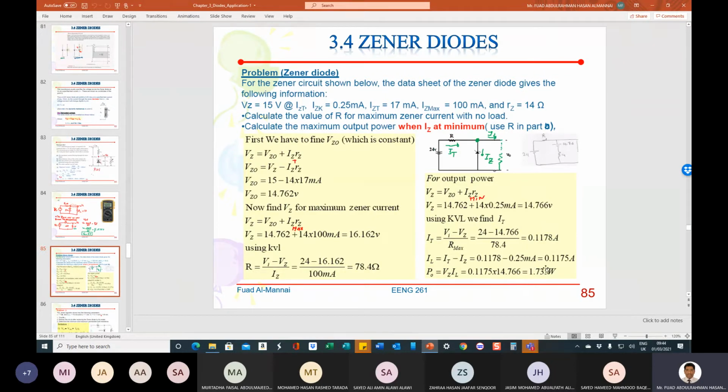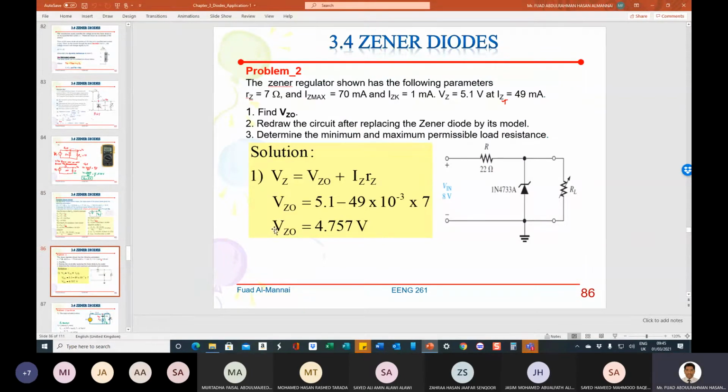Now we found IL. Now the power is equal to VZ times IL. Remember, this is the maximum output power, the output over here. Therefore, power is equal to VZ times IL, and that will give you 1.735 watt. Any questions? Questions? All right.